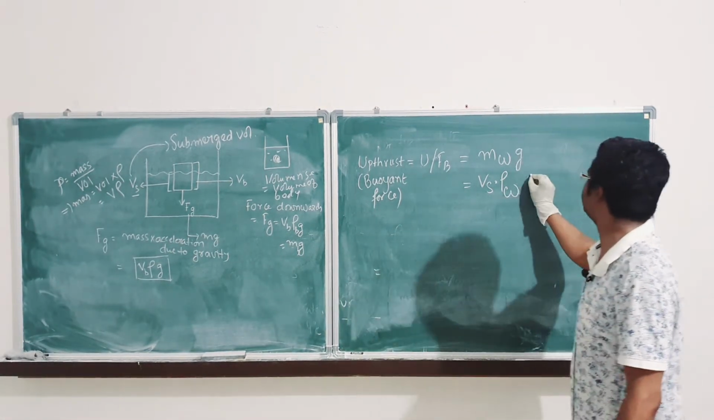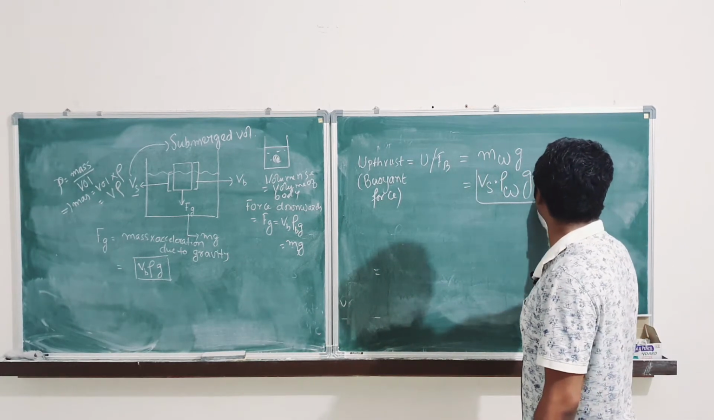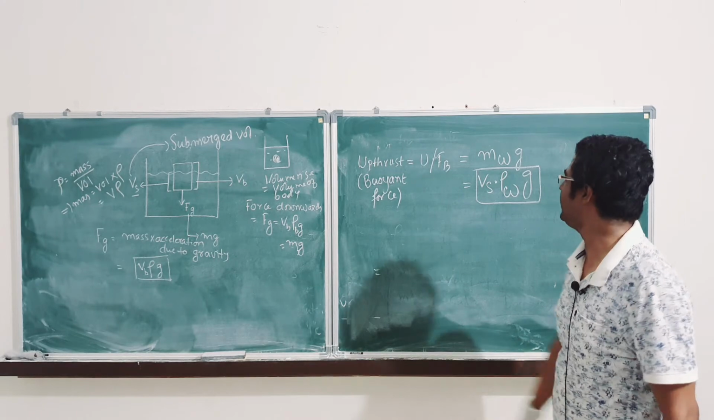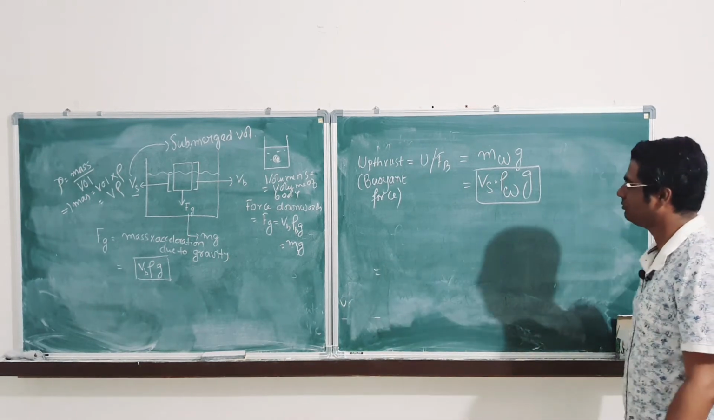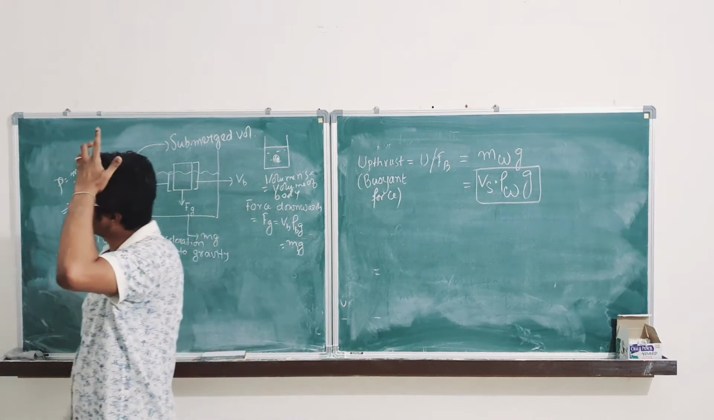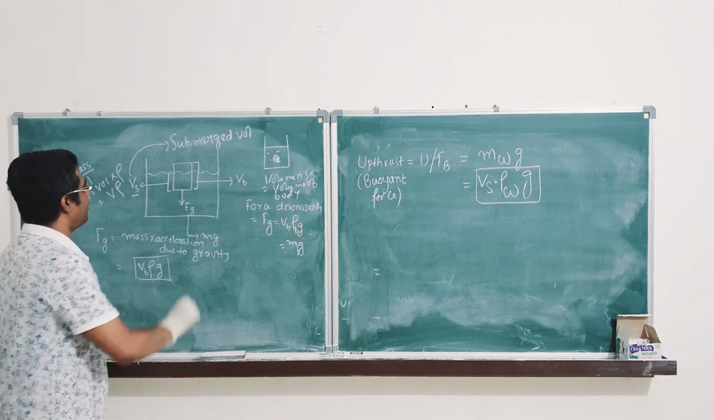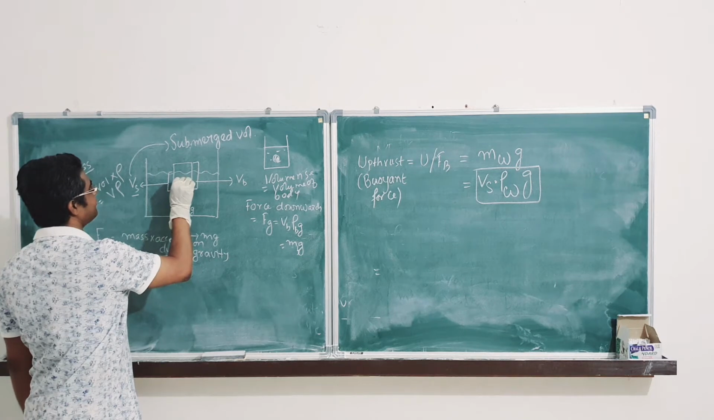ठीक है जी, ठीक है. सो दिस इज नथिंग बट अपथ्रस्ट फॉर्मूला. ठीक है. वॉल्यूम इंटू रो ऑफ द लिक्विड इंटू G. ठीक है. Now see, while we talk about two forces at this moment, one is upthrust definitely.